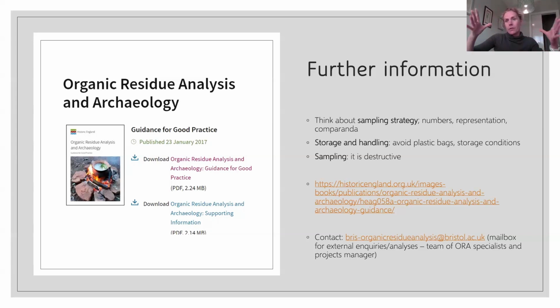So for pots that are used for boiling, the lipids tend to accumulate towards the rim of the vessel. So if you're going to take a sample from what you think is probably a cooking pot, sampling around that rim, where the lipids both wick up the side of the pot but also float on the top of the water, is where you're going to find your highest lipid concentrations.